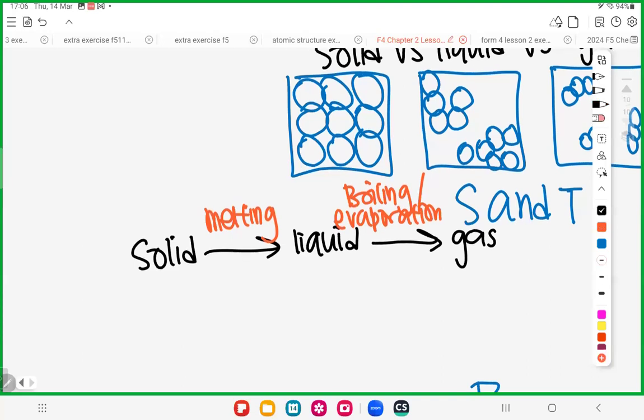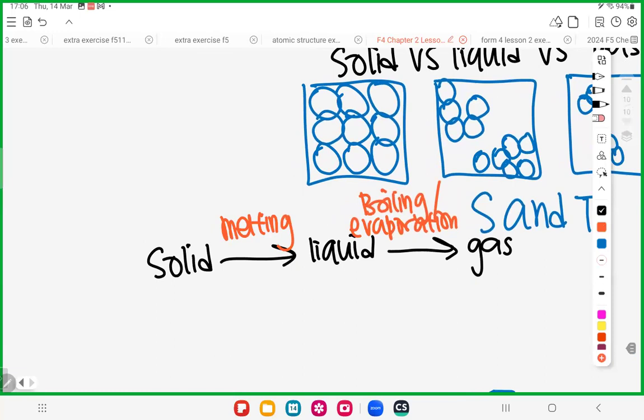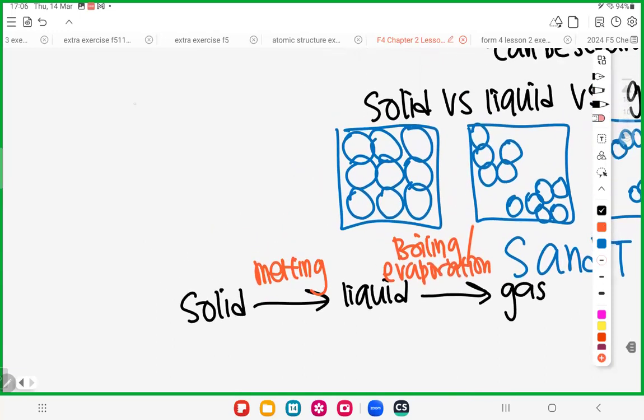I also told you the difference between boiling and evaporation. Can we do a quick revision again? We mentioned this last lesson. There are 2 differences between boiling and evaporation. Can anyone volunteer and type in the chat box to remind everyone?